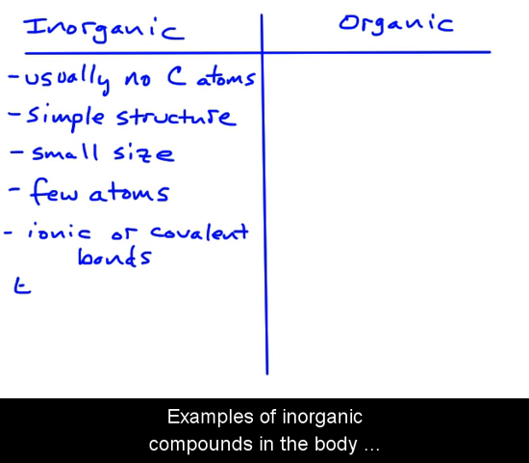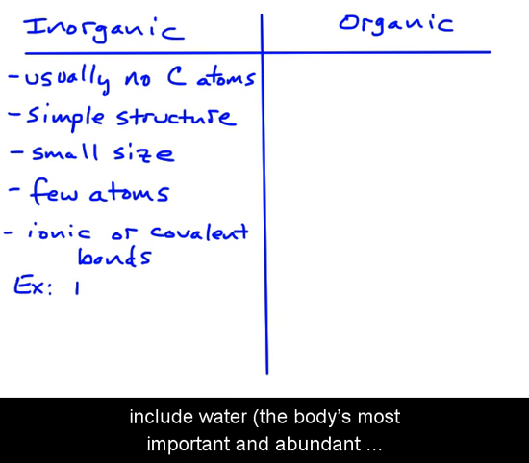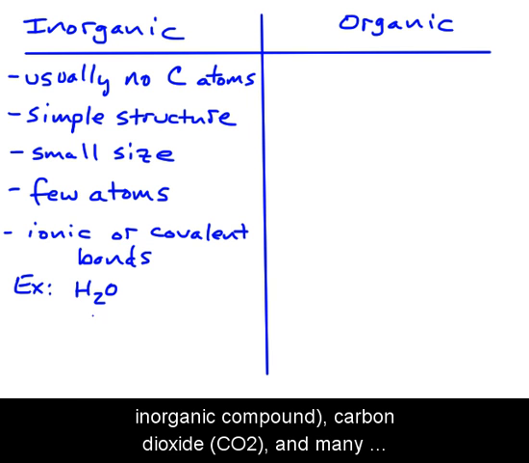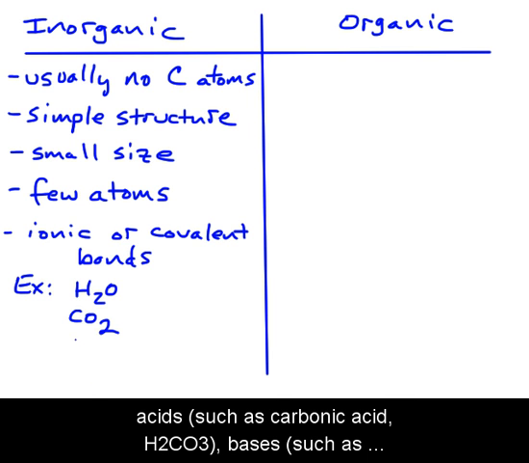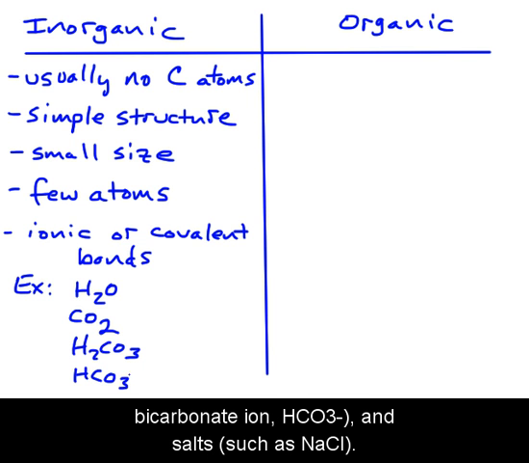Examples of inorganic compounds in the body include water, the body's most important and abundant inorganic compound, carbon dioxide, CO2, and many acids, such as carbonic acid, H2CO3, bases, such as bicarbonate ion, HCO3, and salts, such as NaCl.